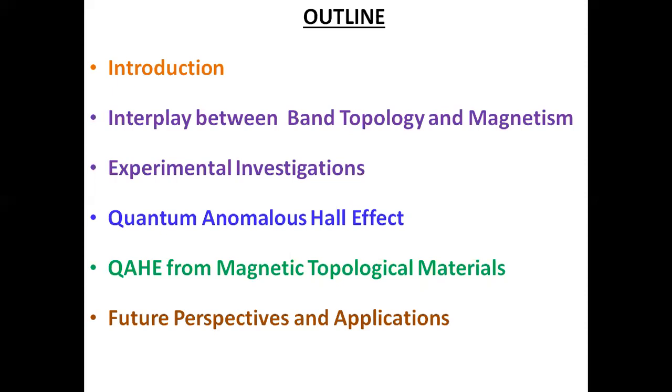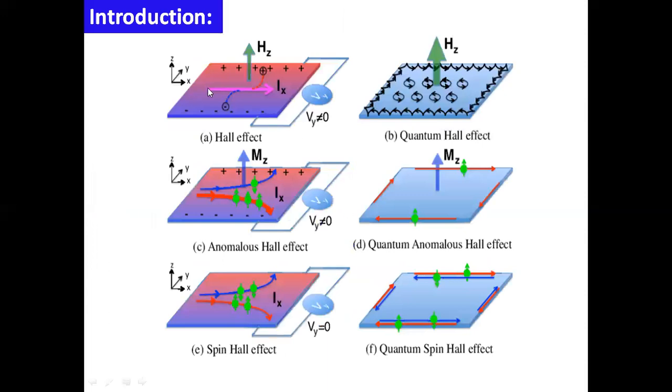So this is the outline of my talk. That was the sociological story associated with today's discussion. Then the introduction, and then we'll see the interplay between band topology and magnetism, then experimental investigations, then the quantum anomalous Hall effect, QAHE in short, from magnetic topological materials, then future perspectives and applications. Whoever is online, please feel free to ask a question and stop me anywhere you like. It's not a class or any such thing. You can ask.